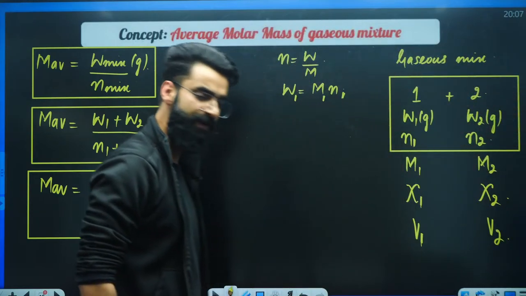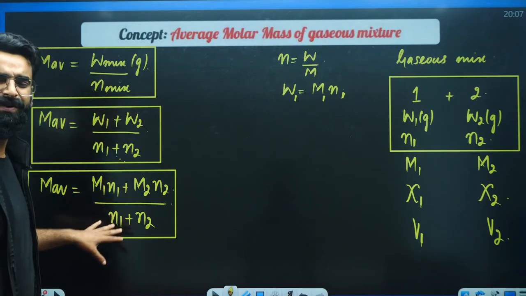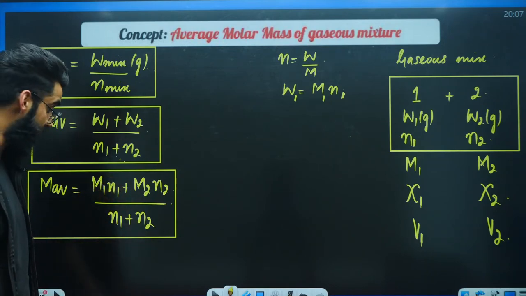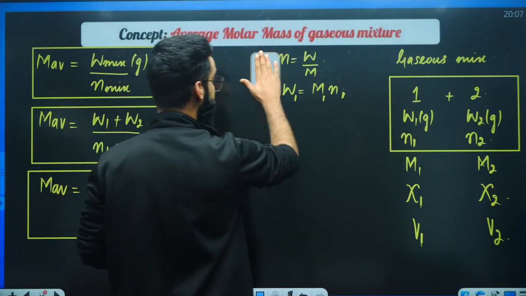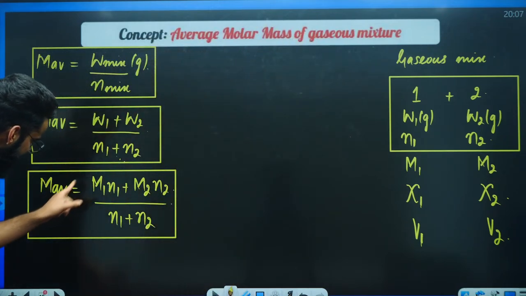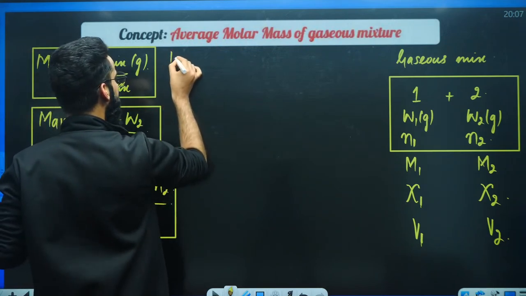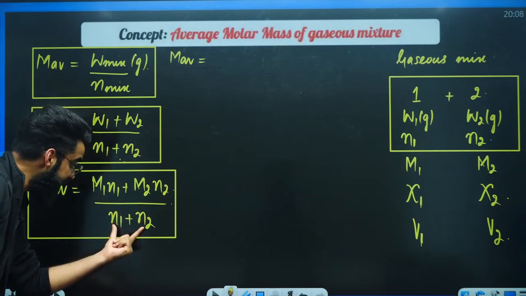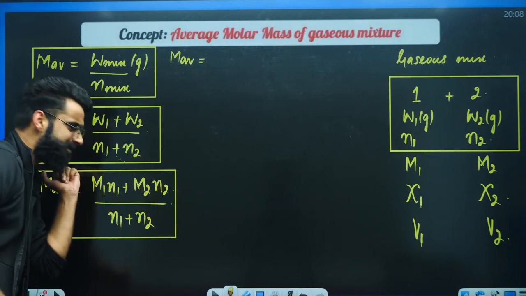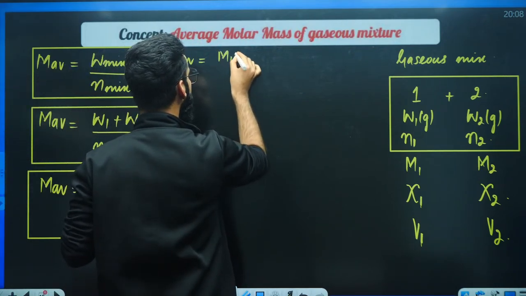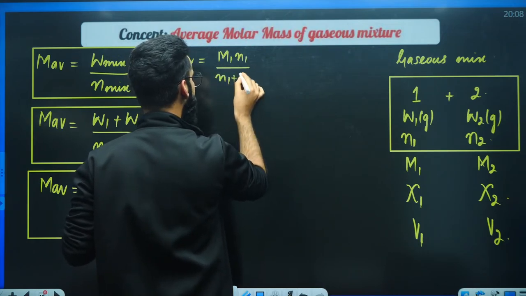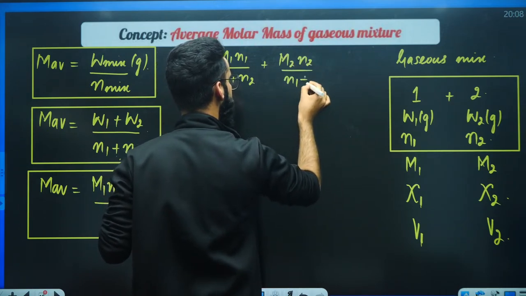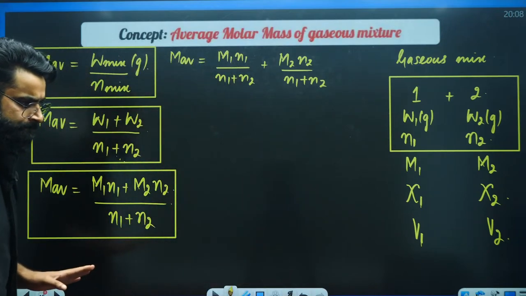How many results have I made till now? I made 3 results. Out of these 3 results, 3 different questions can be formed. I'll show you the questions as well, but before that, there can be a few more results. If you look at this result properly, M average is equal to, can I write this in a different format? N1 plus N2 is the denominator for this term as well as this term, so you can write M1 N1 divided by N1 plus N2 plus M2 N2 divided by N1 plus N2.